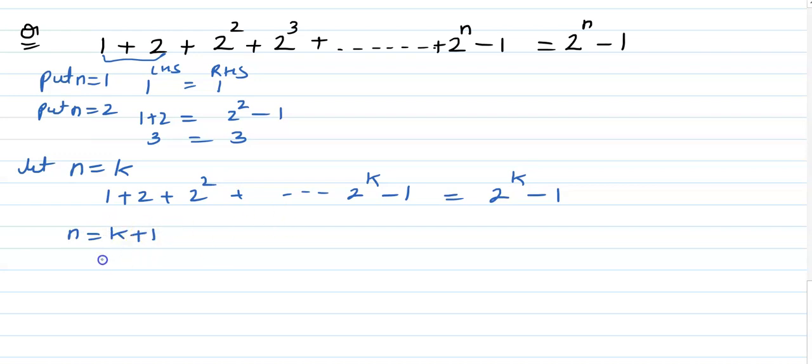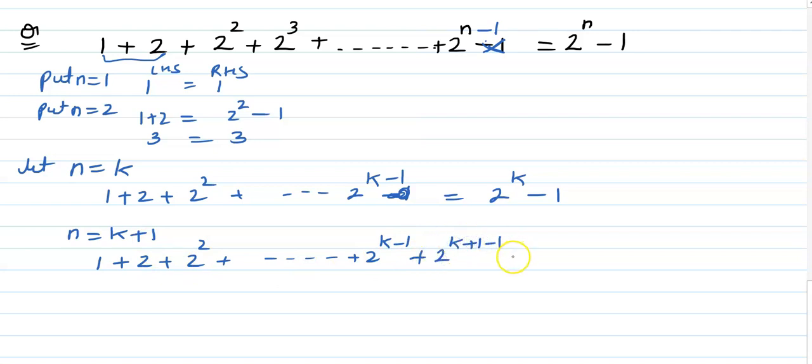So we are going one step further. So 1 plus 2 square, and here 2 to the power k minus 1, right? Yeah, so this minus 1 should be on the top, 2 to the power n minus 1. So it will be 2 to the power k minus 1. And if you put k plus 1, it will be 2 to the power k plus 1 minus 1. And on the right hand side, it will be 2 to the power k plus 1 minus 1. Is that okay? Yeah.